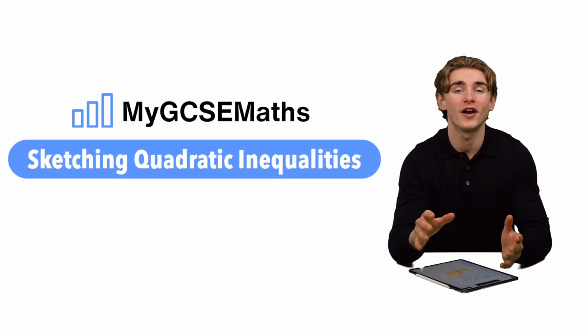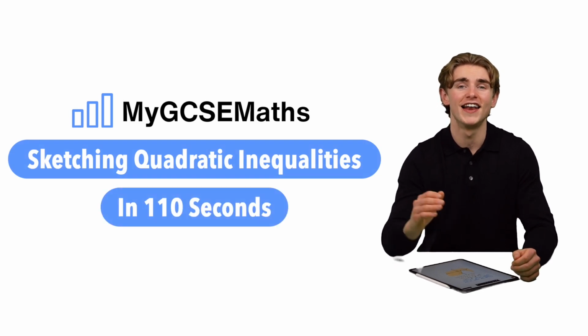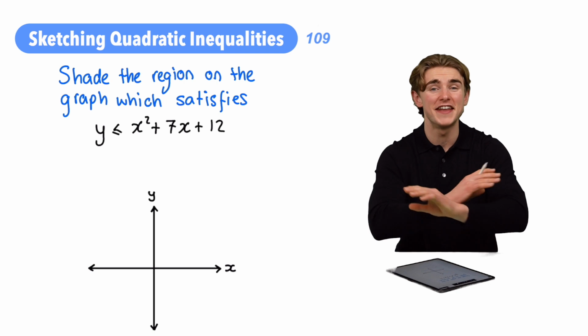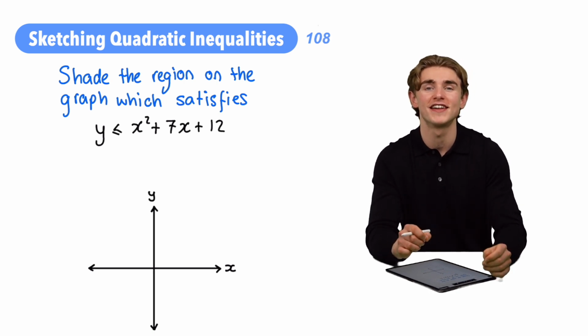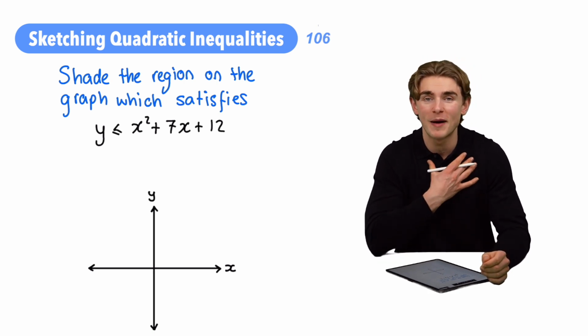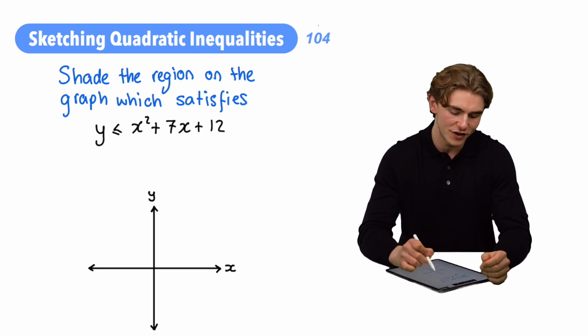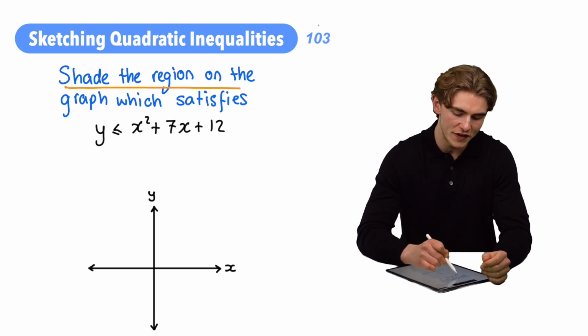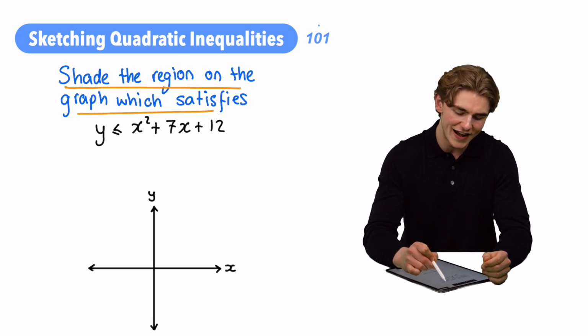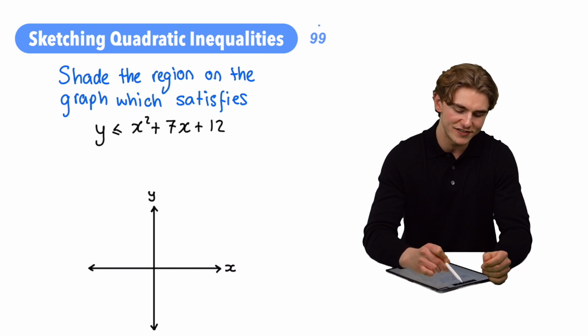Sketching quadratic inequalities in 110 seconds. Let's go. This, guys, is definitely one of the most challenging topics in the course, but don't worry, I'm going to do my best to make it clear. Let's have a look. The question says, shade the region on the graph which satisfies y is less than or equal to x squared plus 7x plus 12.